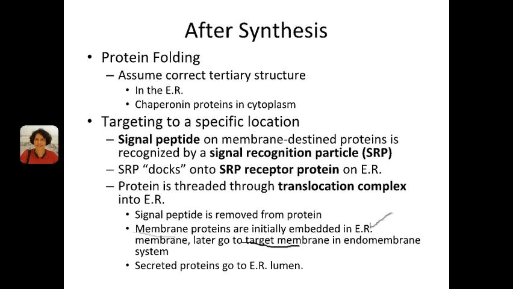If it's a protein that's supposed to be secreted, then that protein goes to the lumen of the endoplasmic reticulum. In other words, the interior of the endoplasmic reticulum. It's not going to be embedded in a membrane, so that when a vesicle that buds from the endoplasmic reticulum makes it to the plasma membrane and fuses with the plasma membrane, whatever is inside that vesicle will then be secreted from the cell.